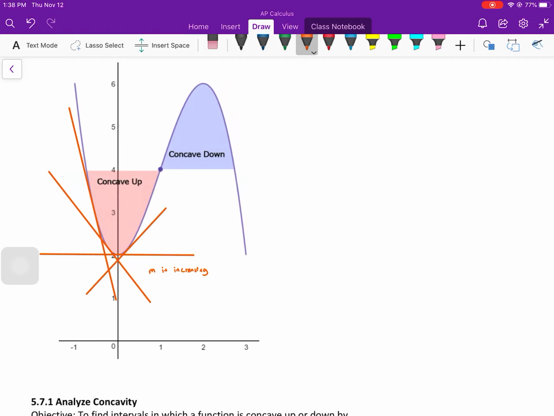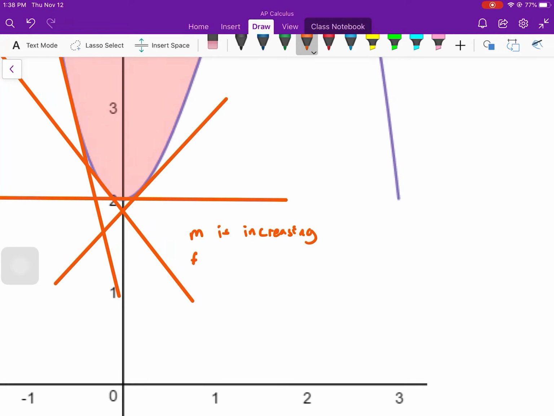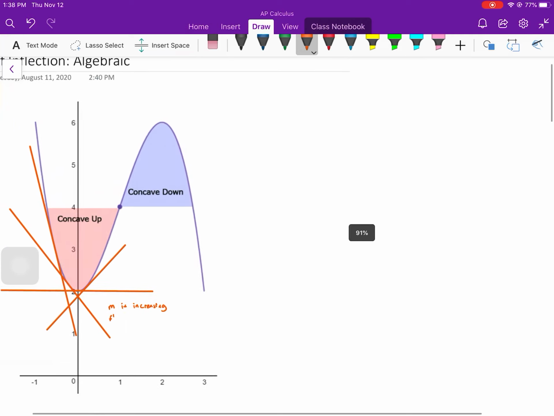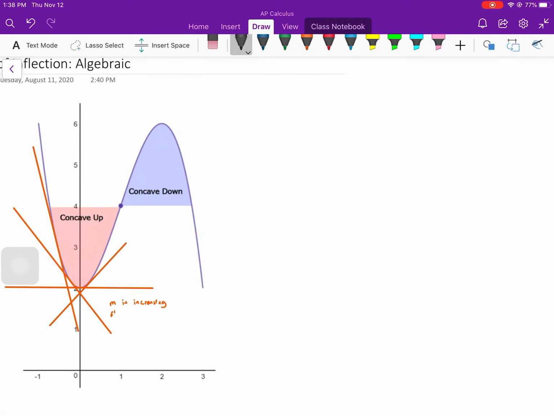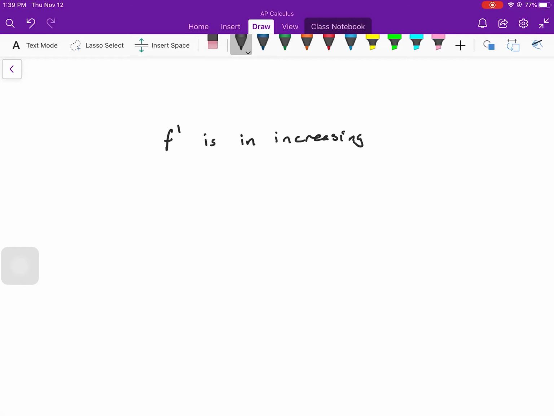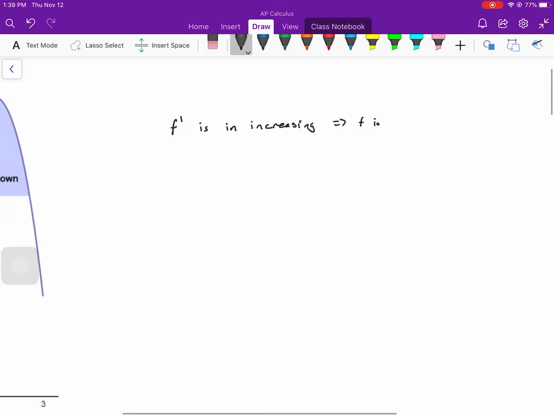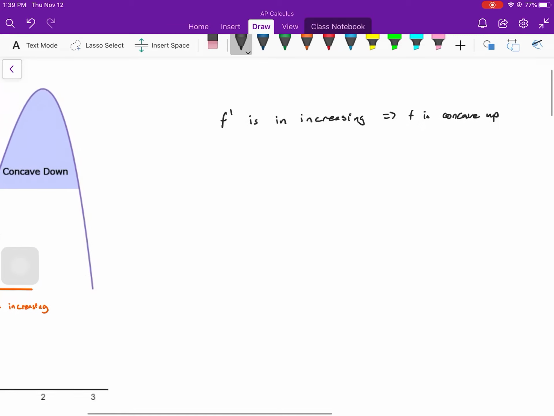In other words, the derivative is increasing. F prime is increasing, right? So the derivative of this graph is increasing. So what does concave up mean? Well, that means that the derivative f prime of x is increasing. So I'm going to put implies f is concave up. So if f prime is increasing, then f is concave up.